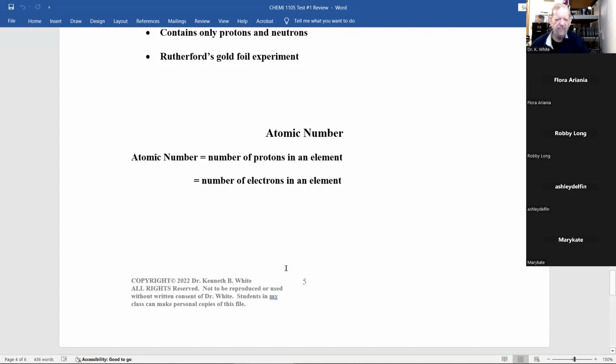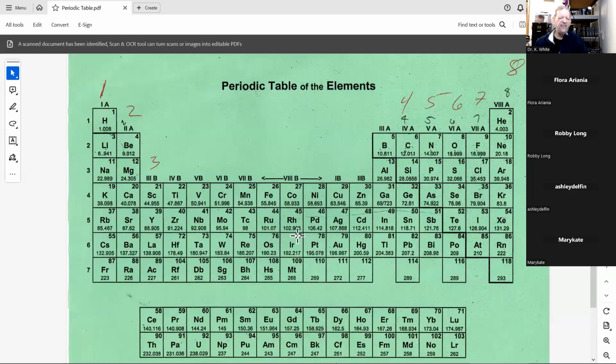in an element. And if we go to our friendly neighborhood periodic table, you can see... Dr. White's watched Spider-Man. Anyways, the movie. If we look in the upper right-hand corner, that number, like Na, where you see 11, that's the atomic number. Na, sodium, how many electrons does it have? 11. How many protons does it have?